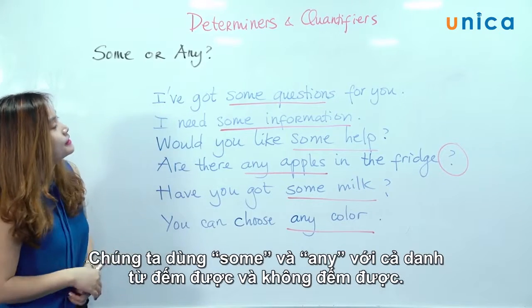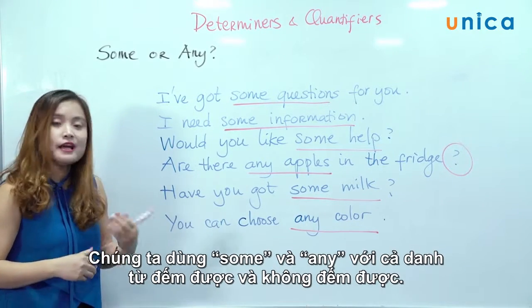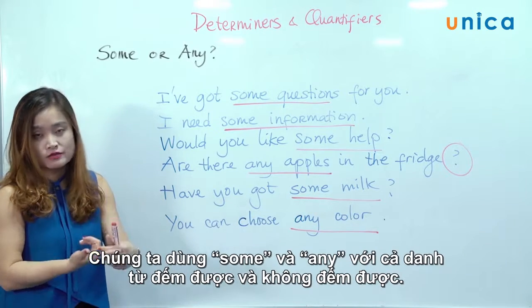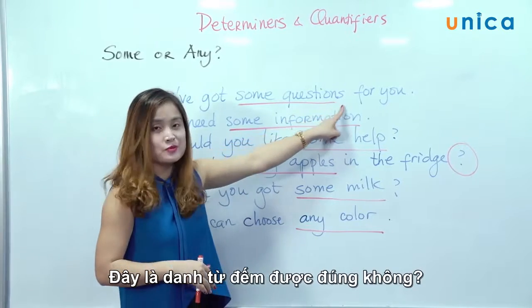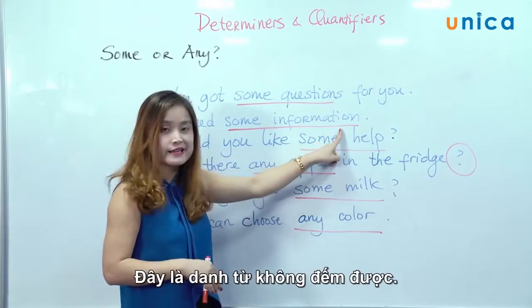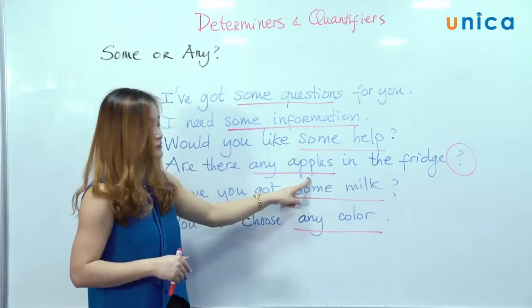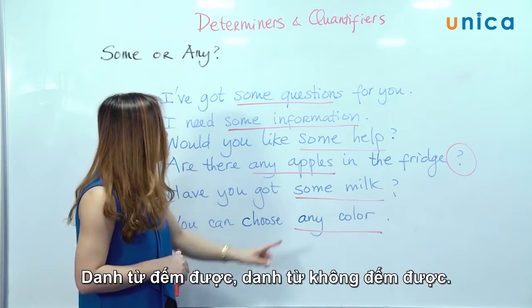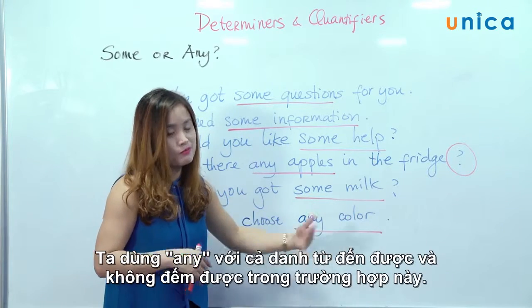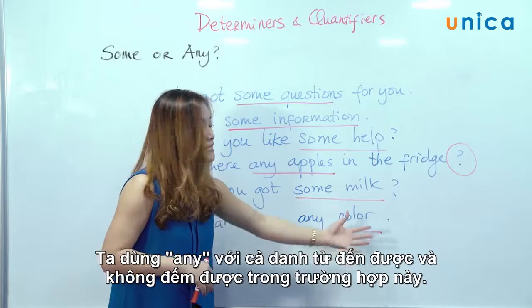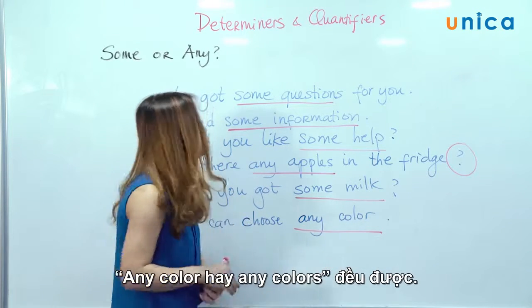You can use some and any with both countable and uncountable nouns. This is a countable noun, and this is an uncountable noun. We can use any with both countable and uncountable in this situation. Any color or any colors will be fine.